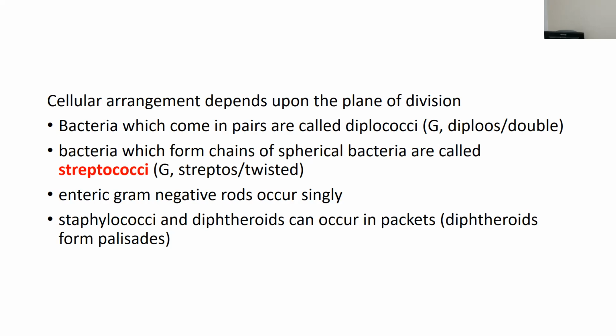Strep we just talked about with chains, okay? We have gram-negative enterics. That's what we'll call these. The enterics are like GI organisms. You know, our E. coli is our main one there. Staphylococci and diphtheroids can occur in packets, palisades, okay? So we got some different organizations of what we're looking for.